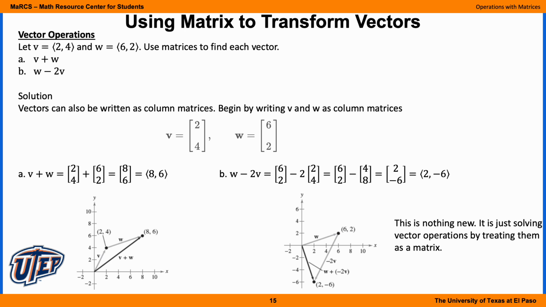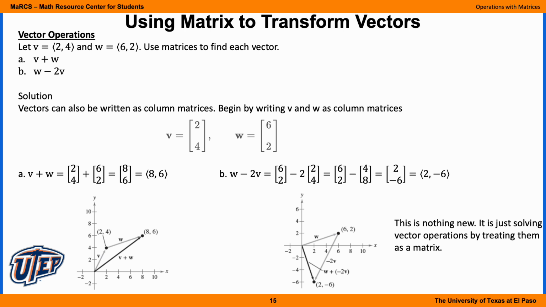So V will equal 2, 4, so it'll have 2 rows and 1 column, and W will equal 6, 2, with 2 rows and 1 column. So now we can simply add each of the entries just like we did with matrix addition. So 2 plus 6 is 8 and 4 plus 2 is 6. So we will have the column matrix 8, 6. Now we can flip it back to get our vector. So now it'll be 8, 6.